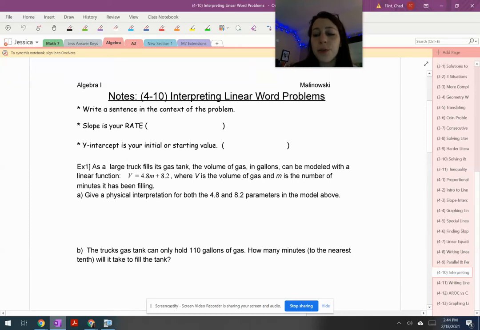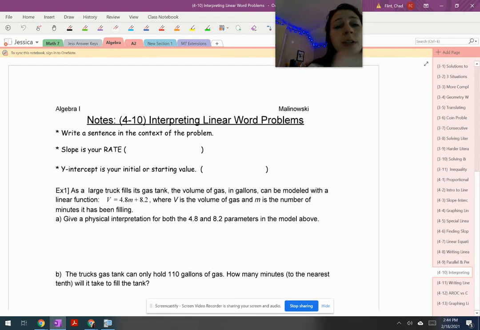Okay, and we're on to lesson 4-10, interpreting linear word problems. So when we talk about interpreting something, that simply means to kind of explain what it means.